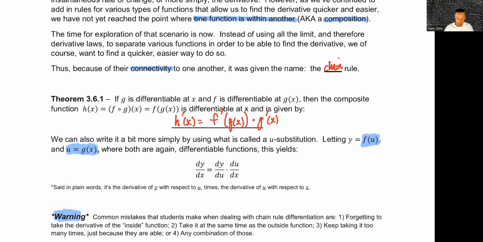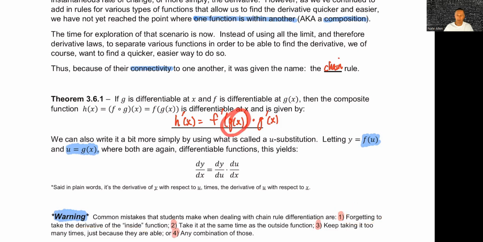Before we write it in that easier u fashion, I wanted to give you a warning of what I've seen over the many years that I've been teaching calculus, which is the mistakes students make when getting to these chain rule compositional functions. I gave you 4 different variations of mistakes that students make, and I'll just read them to you very quickly. The first is simply forgetting to take the derivative of the inside function.